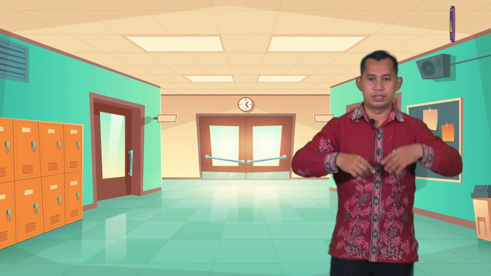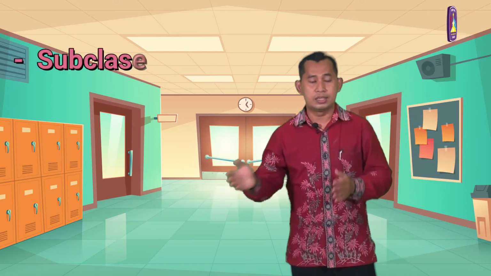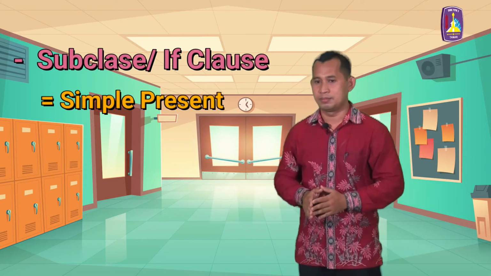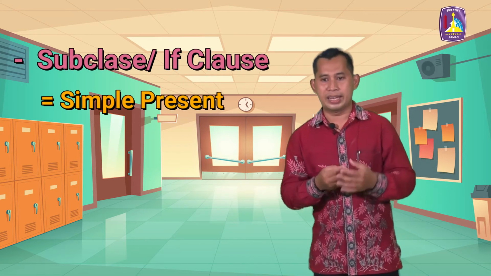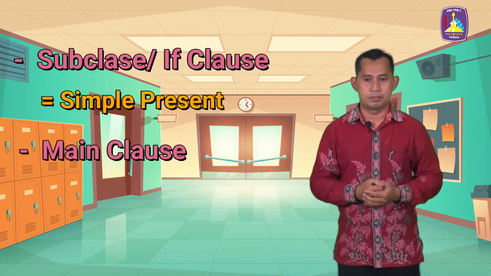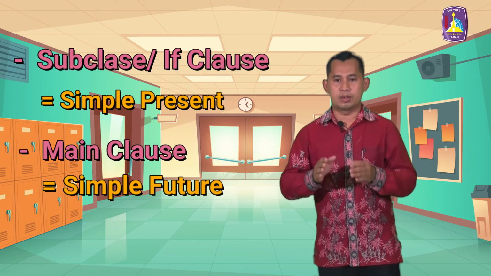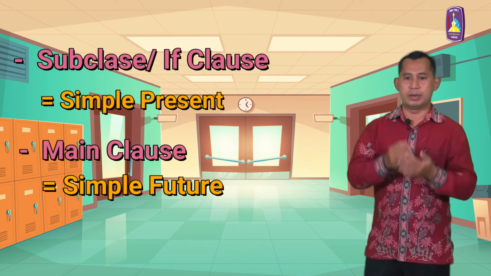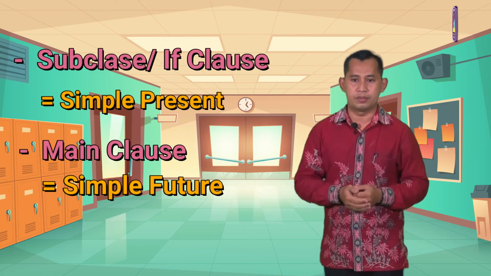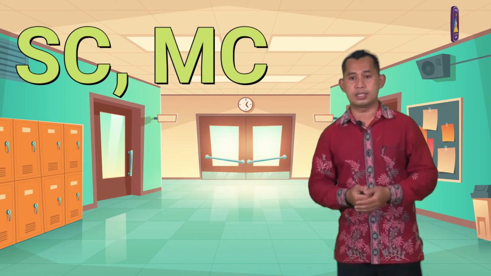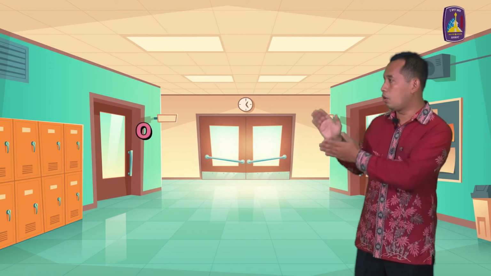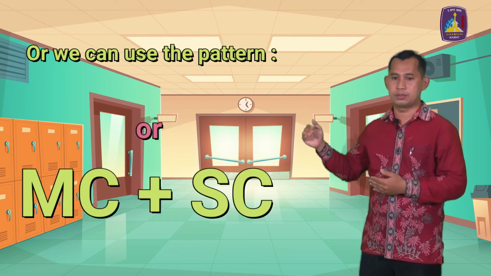in one. There is a subclause and there is a main clause. The subclause, or sometimes it's called the if clause, is in simple present, and the main clause sometimes uses simple future. Remember, the subclause or if clause uses simple present, and then the main clause uses the simple future. Based on the subclause and main clause above, we can create the pattern of conditional sentence type 1, or first conditional. It is subclause, comma, main clause, or main clause plus subclause.